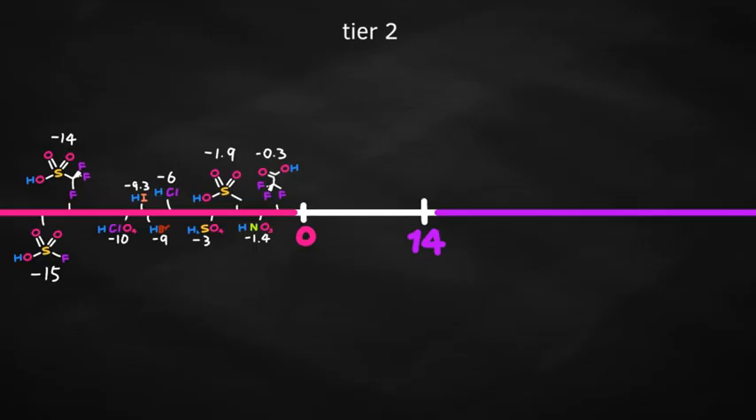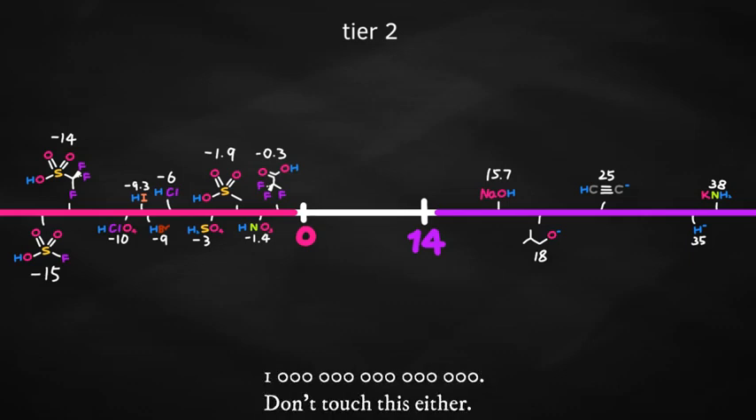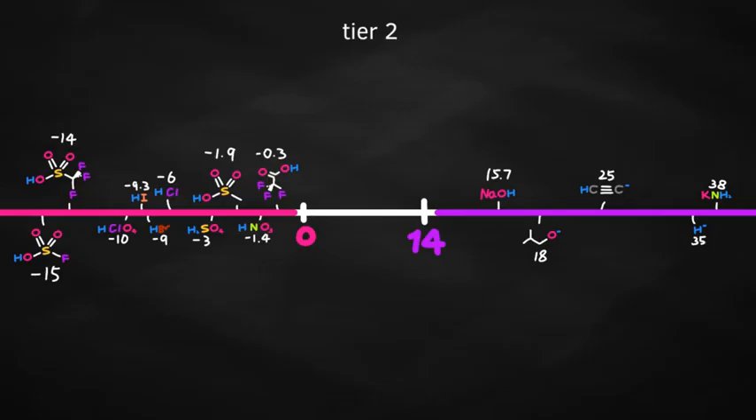And on the right side of the scale, the extremely strong bases contend for top pKa. Sodium hydroxide, 15.7, tert butoxide, 18, acetylide 25, hydride ion 35, potassium amide 38, which is a quadrillion times worse than sodium hydroxide. Ooh, okay, this is pretty bad.